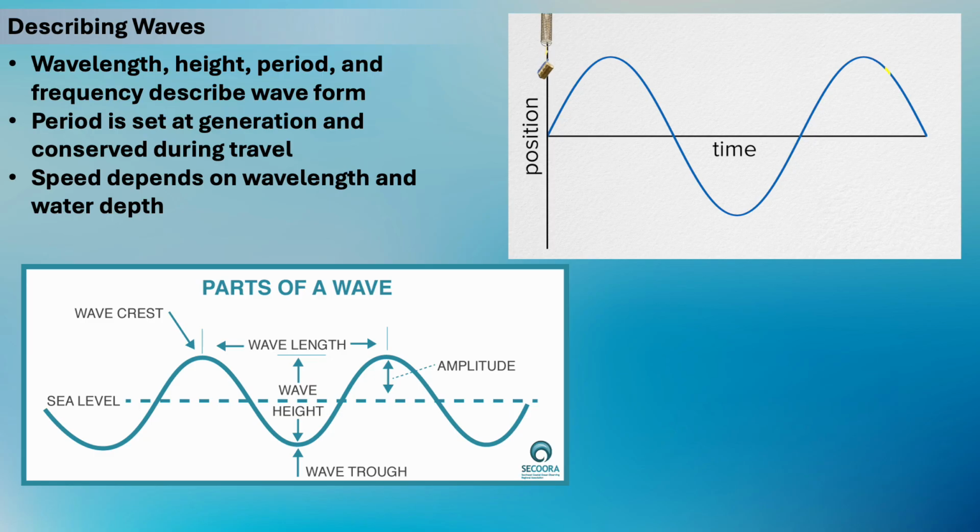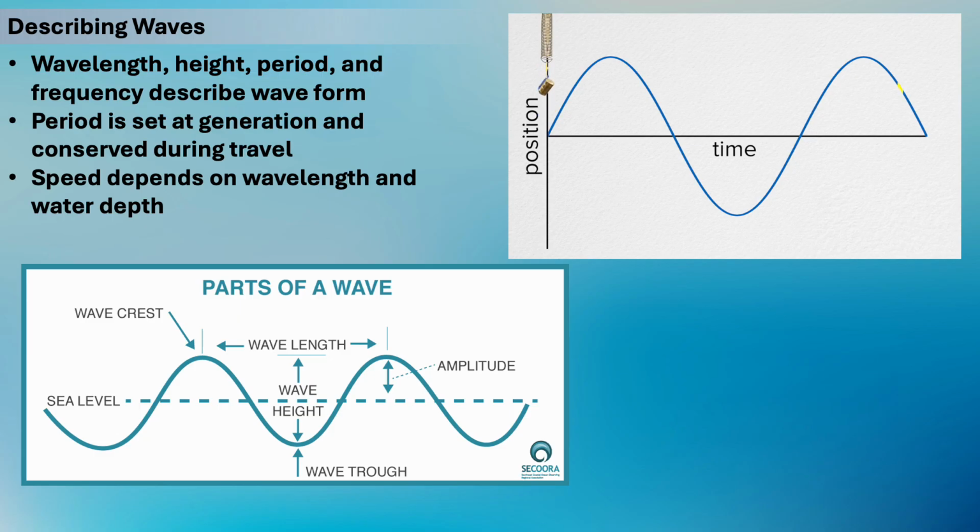Among these, wave period is especially important. The period is established when the wave is first generated, and that is done by the wind conditions such as wind speed, wind duration, and the wind fetch. And the period remains remarkably stable as the wave propagates across the ocean. Even when wave height decreases due to energy loss, the period is largely conserved.